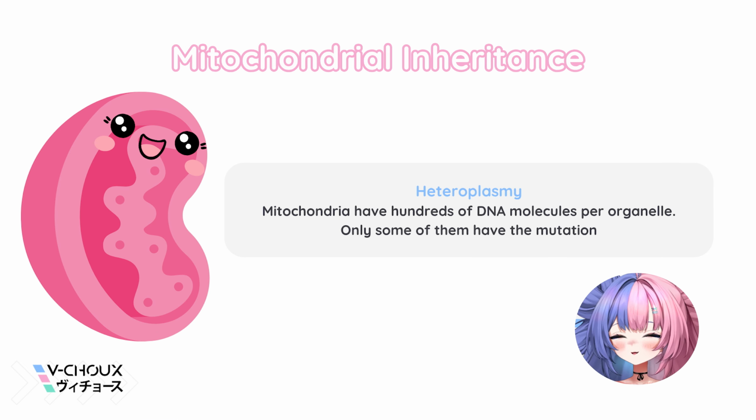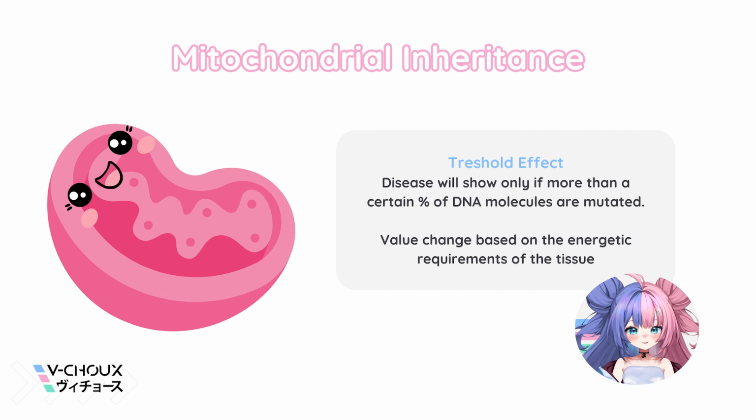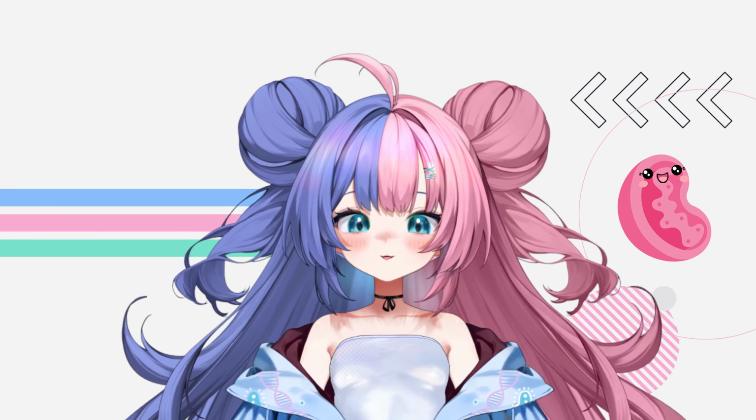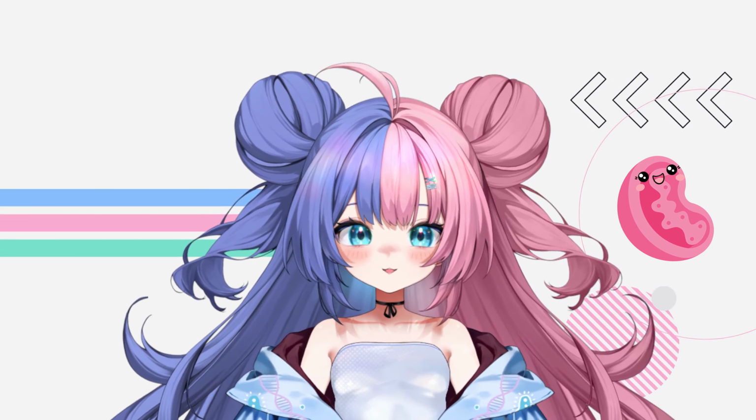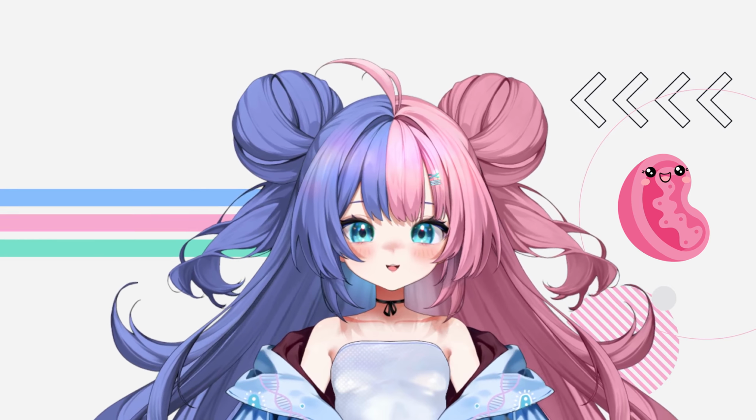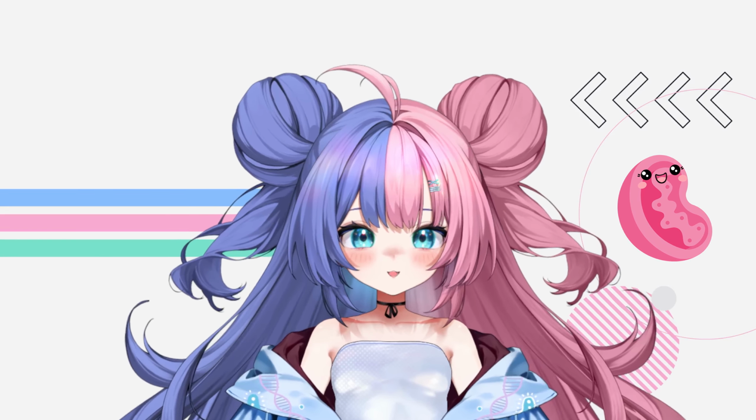This condition is called heteroplasmy, and it's been the basis of the threshold effect. For a mitochondrial disease to manifest, the proportion of mutated molecules must reach a minimum threshold. That threshold is typically around, on average, 80%, the point at which the mitochondria can no longer produce enough energy to keep organs like the heart or brain running properly.